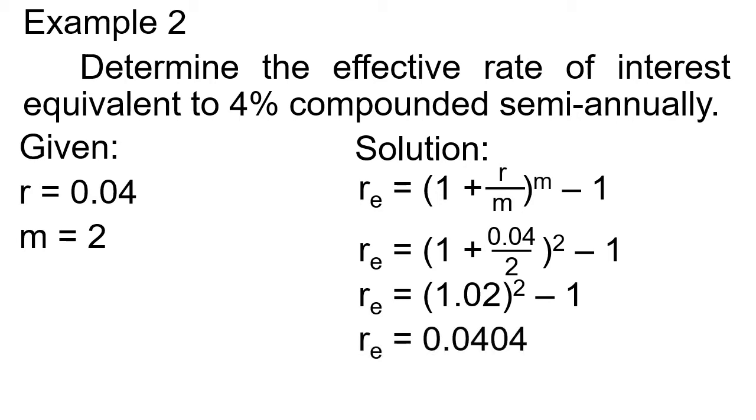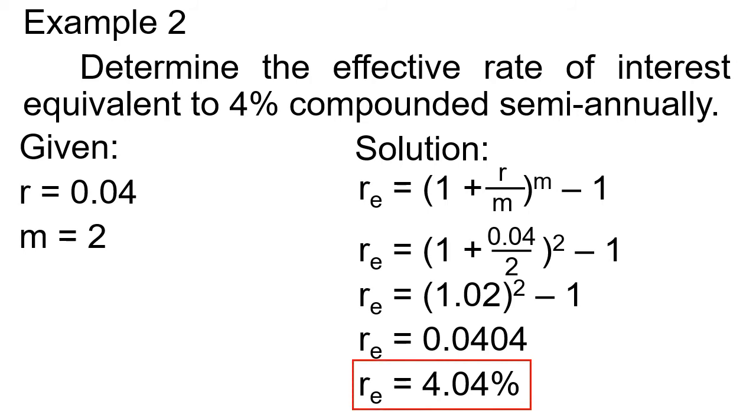And continuing performing the solution, you're going to arrive at R sub E equals 0.0404. Express it into percent, so multiply it by 100. So this will be R sub E equals 4.04%. So that's the effective rate of interest.